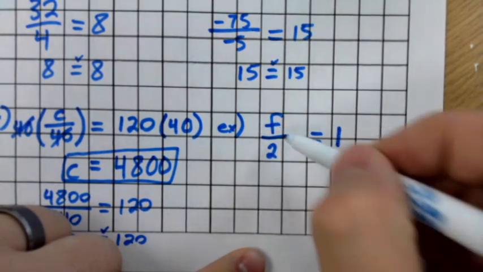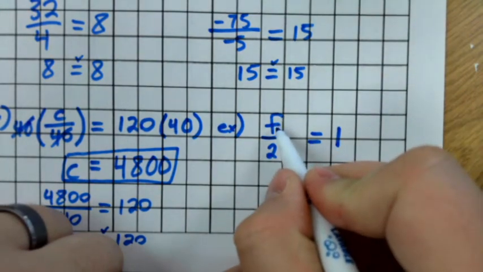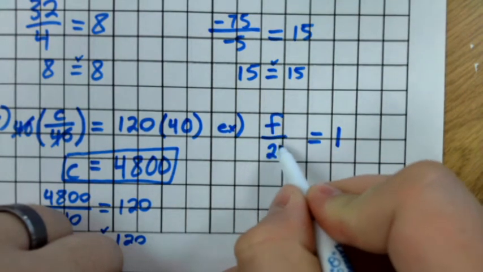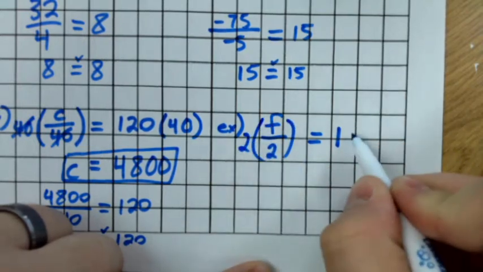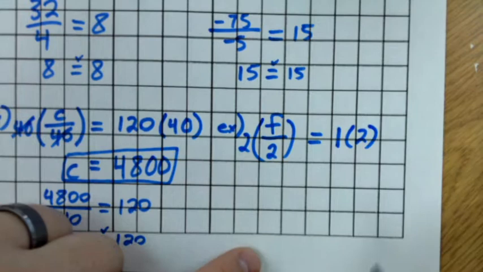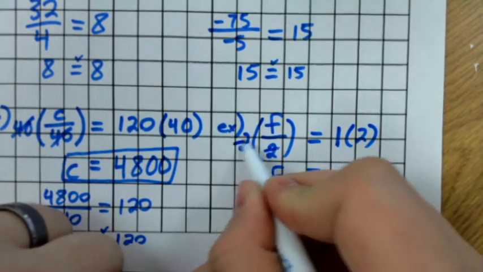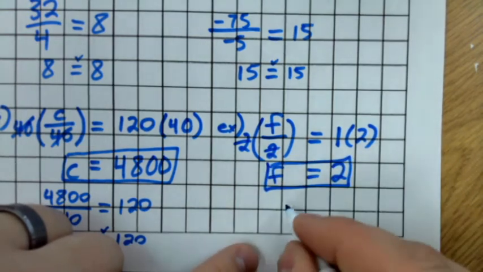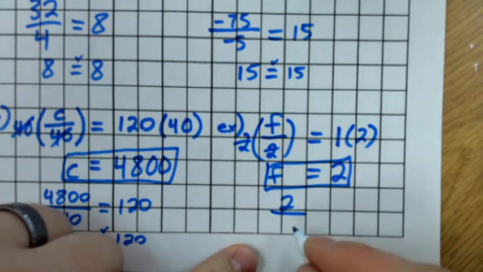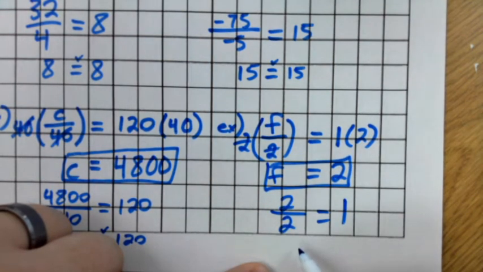F over 2 equals 1. So how do you get rid of the divided by 2, the over 2? Well, we multiply it by 2. And if we're multiplying that side by 2, we multiply this side by 2. So this becomes just F, because the 2s cancel. And we end up with 2. F equals 2. And if we check our answer, F is 2 over 2 equals 1. Does 2 over 2 equal 1? Yeah. 1 equals 1.